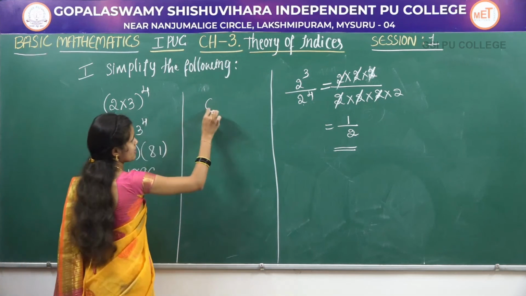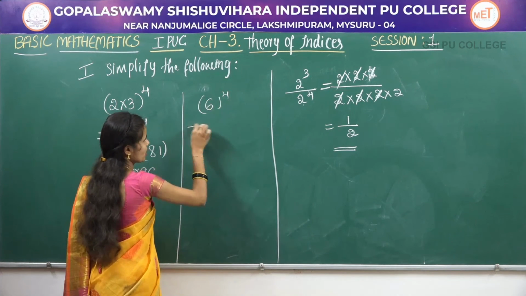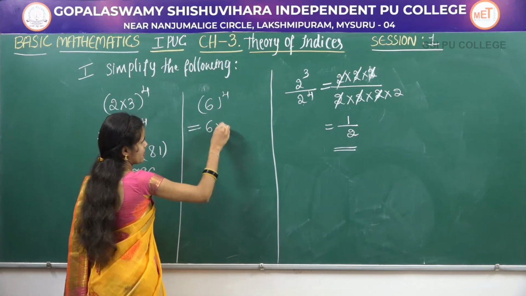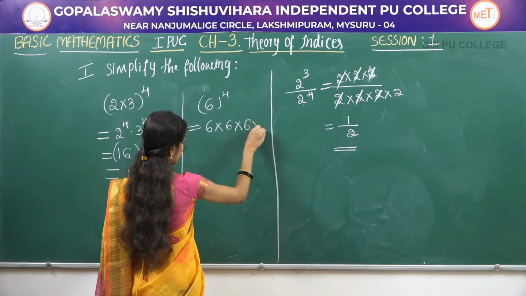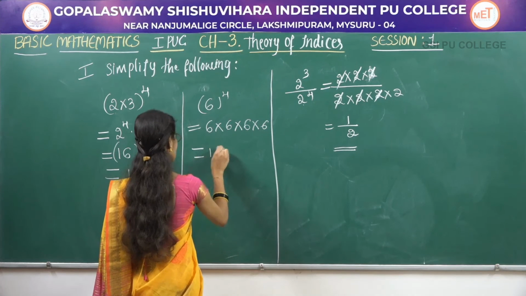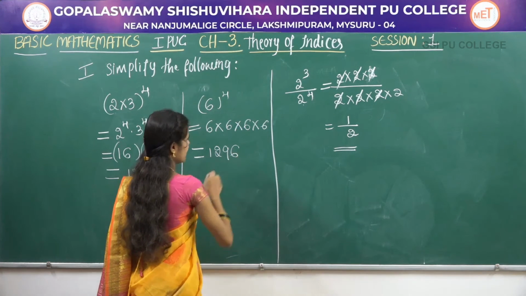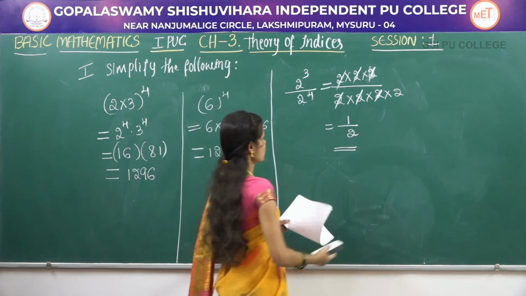Or one more method. 2 into 3 is 6, whole to the power of 4 means 6 four times. 6 into 6 into 6 into 6 is also equal to 1296. Okay, so next problem.